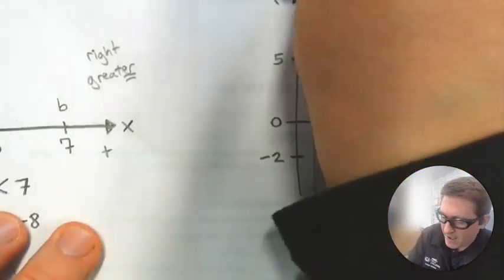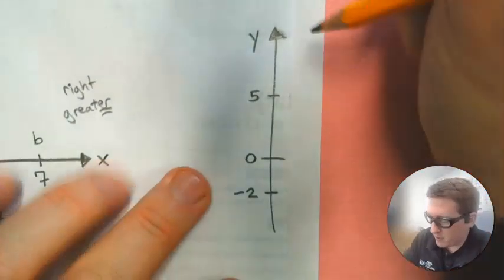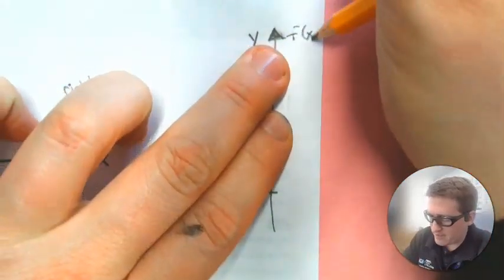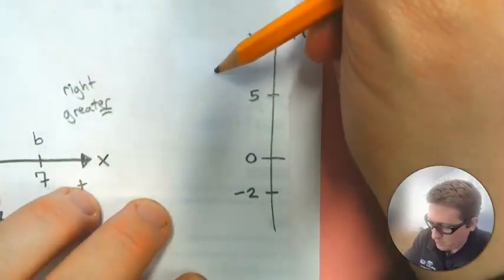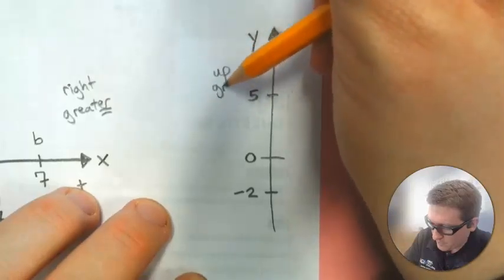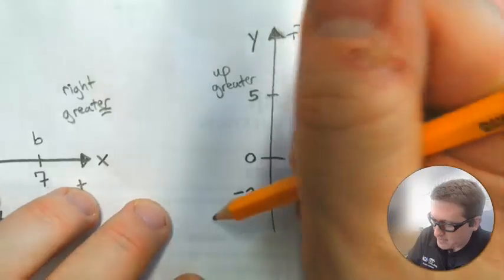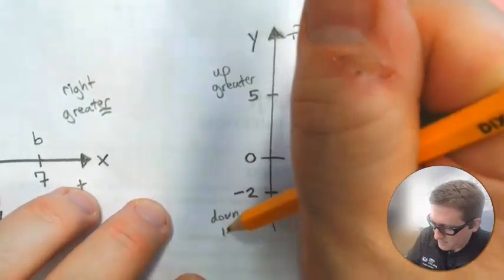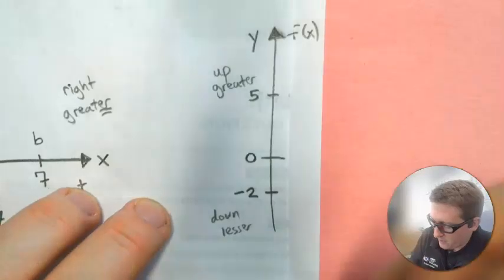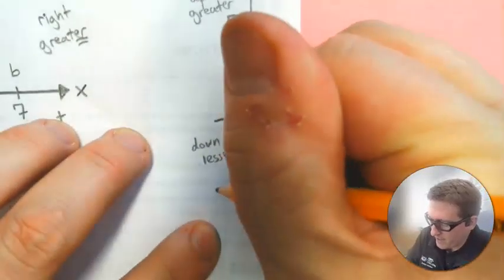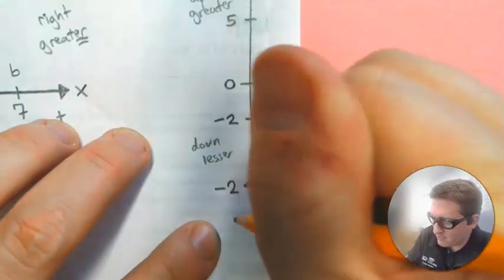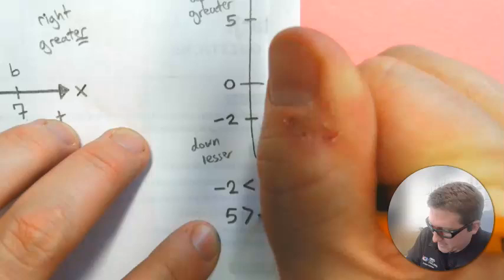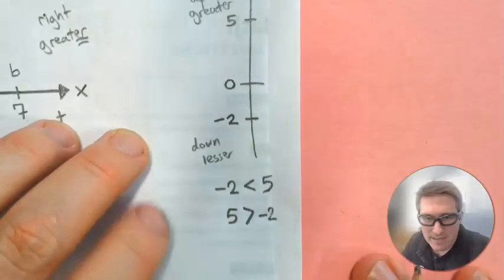Okay, and with a vertical axis, which is our y-axis, or sometimes our function of x-axis, anything higher, so more up, is greater. And anything down is lesser. So here, in negative 2 and 5, I can say that negative 2 is smaller than 5, or alternatively, I could write 5 is greater than negative 2. Both of these statements say the same thing.